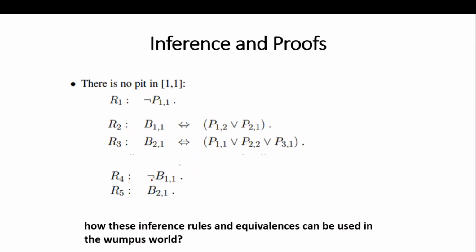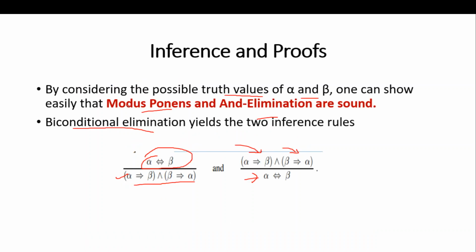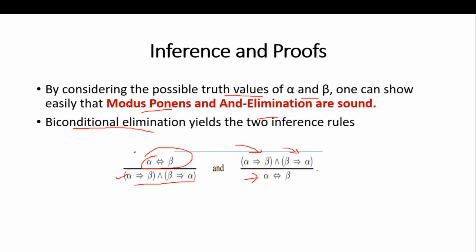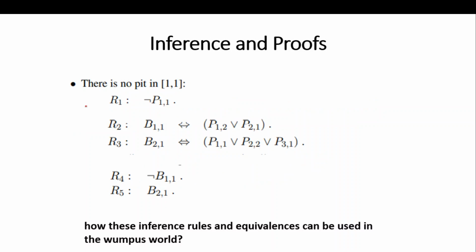So here are some of the inference rules. The first five rules we have already discussed; it's the same thing. The first rule says there is no pit in 1,1. The second rule says if there is breeze in 1,1, then what's the meaning? The third rule says if there is breeze in 2,1, then what is the meaning? The fourth rule says there is no breeze in 1,1, so this is already ruled out. And the fifth rule says there is breeze in 2,1.